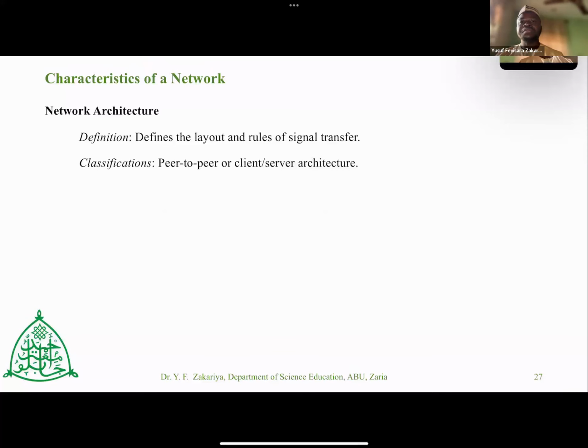So we have the network architecture. This defines the layout, how you lay out your network, the topology of your network. So you have the peer-to-peer or client-to-server architecture. I think I should have a picture here.